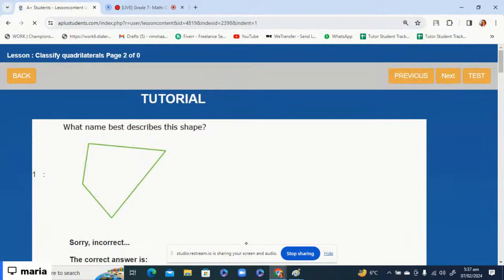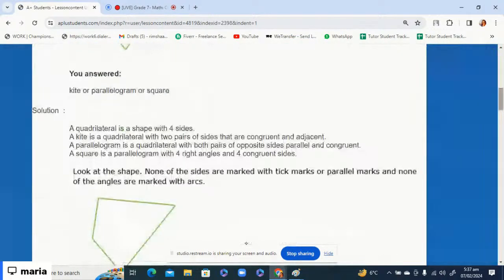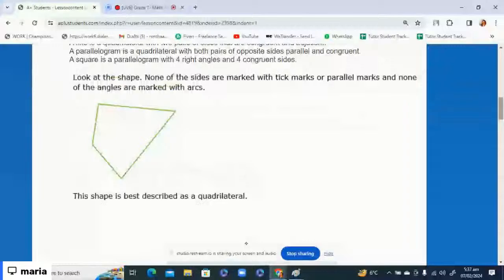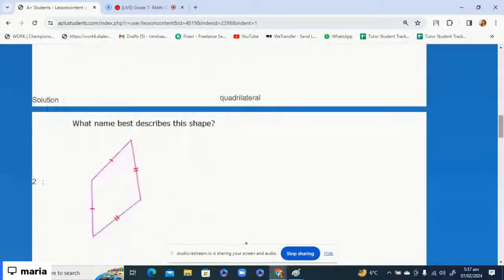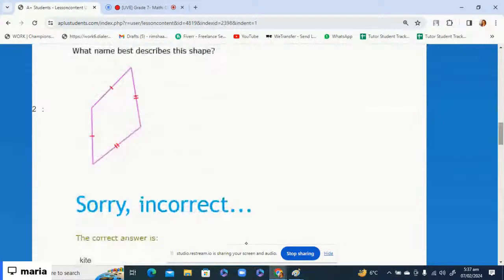So what name best describes this shape? Look here, all have four sides: one, two, three, and four. So we can say that this is basically a quadrilateral.